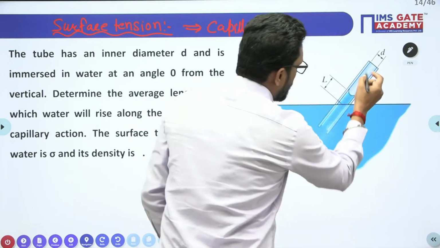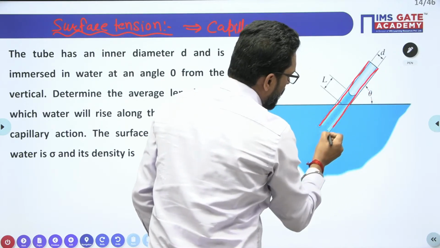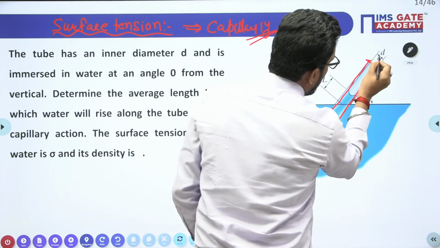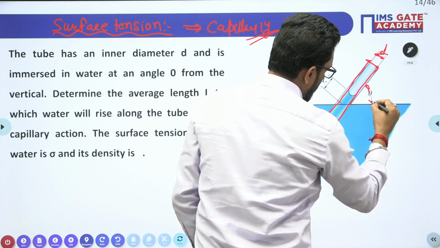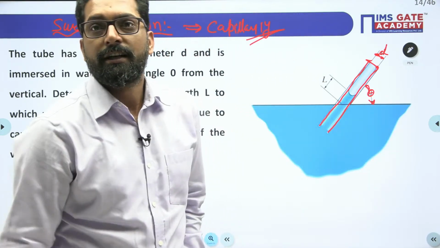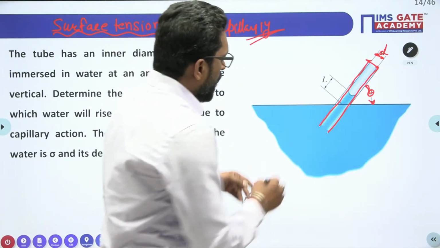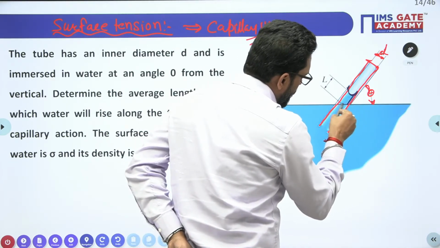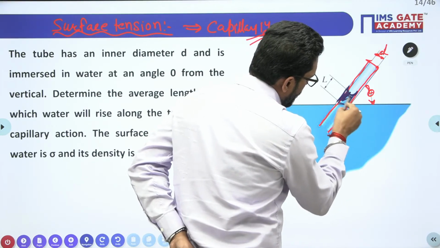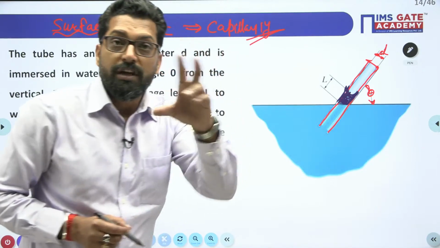See, there is a capillary tube of a diameter d. This is the diameter d of the capillary tube, and its inclination is theta. Theta is the inclination. Now, the liquid which is raised in the capillary is of a length L. This is the length L of the liquid that will rise. So, what is the concept here?